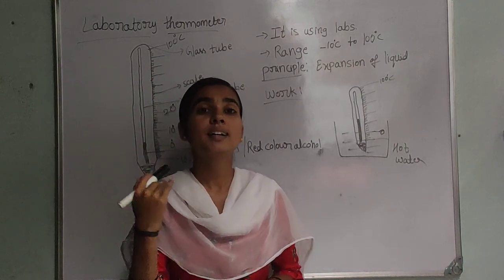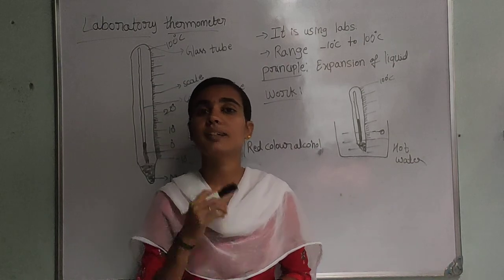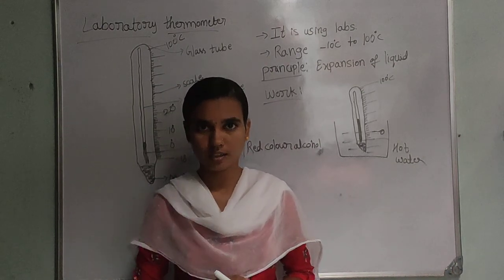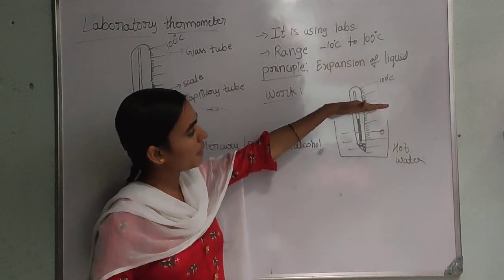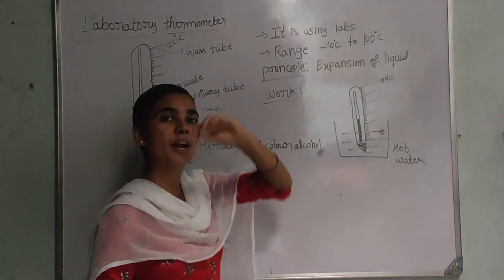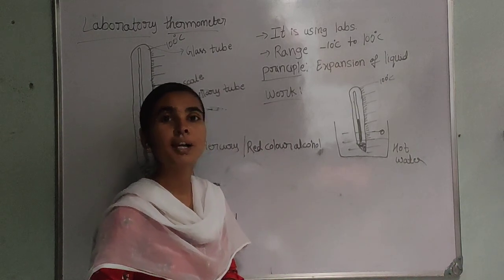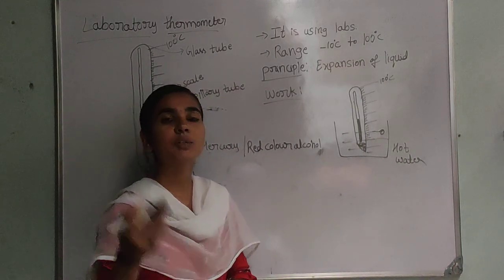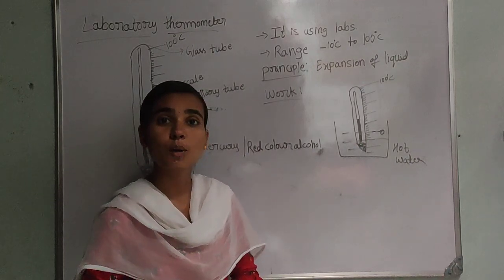So when the rising of the mercury starts, that is showing the temperature of the hot water. The level of the mercury keeps increasing and goes up to a particular point, where it ends at a particular temperature.